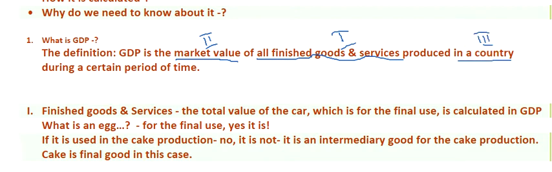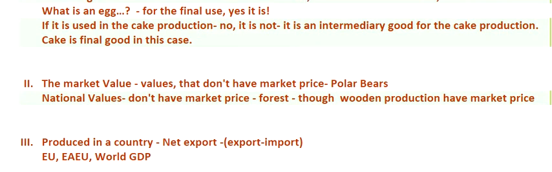Let's see, what does it mean, this one? When we say produced in a country, we look at net export, which is export minus import, because the goods that are produced abroad, we don't calculate in a country's GDP because it's for the country it is import. Good to know also that GDP is calculated not only for a country, but also for unions, for instance European Union, Eurasian Union, or for the globe, which is the world GDP.